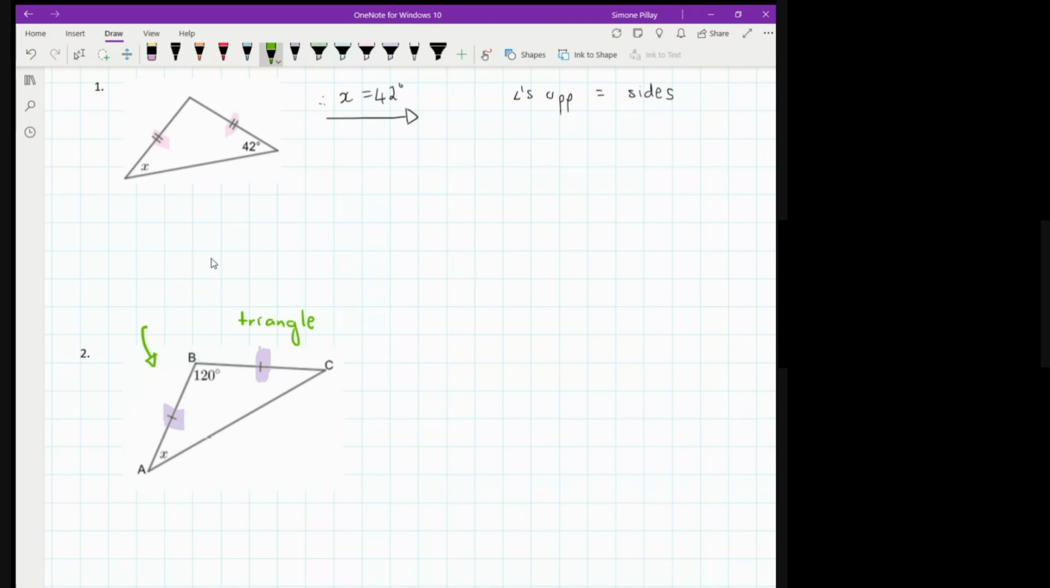Last year when I was with your brother, I can't remember what he used to call an isosceles triangle, but he used to call it some really funny name.